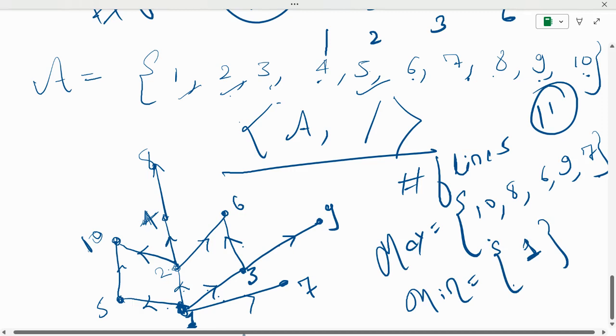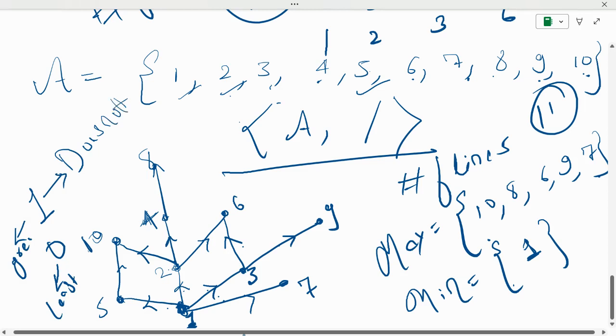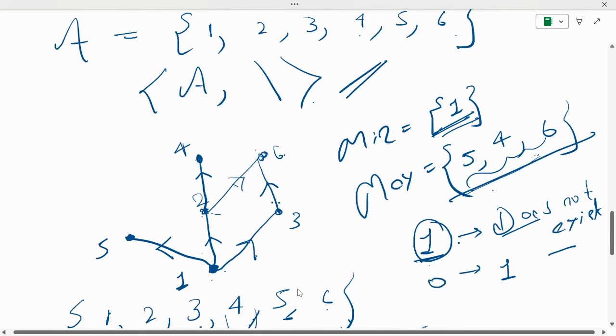And if we have to find the greatest and the least, so greatest, of course, does not exist because we have more than one element in the max. So we write greatest does not exist, and the least is of course 1. Okay, so this way we define the Hasse diagram for the division operator on this set.